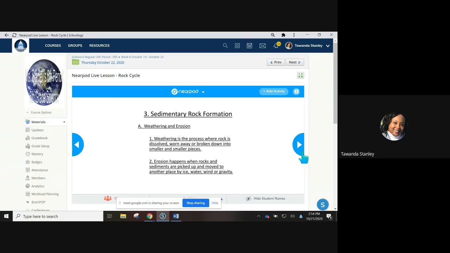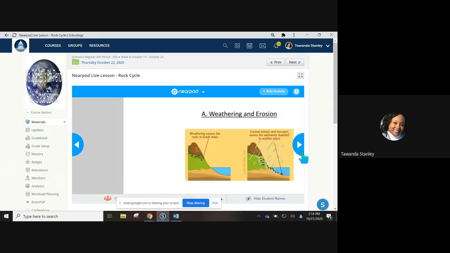With weathering, it is breaking the rocks down into smaller pieces. With erosion, the rocks are moving. How are they moving? They're being moved by ice, water, wind, and gravity. Also, remember, students, while you guys are watching this, please write down your notes in your notebook, so you will be able to use them when we have our quiz.